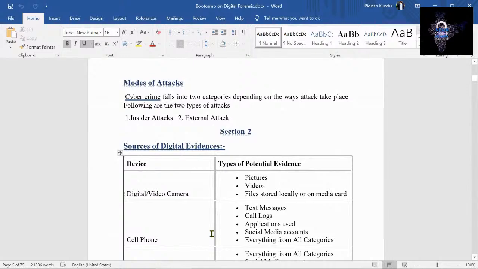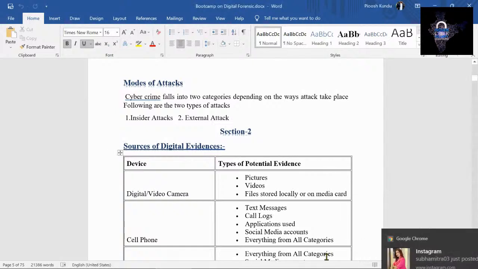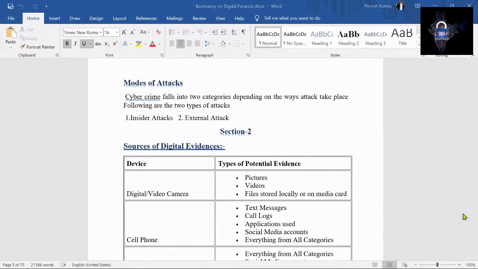Now, what are the modes of attack in digital forensics? Cybercrime falls into two categories depending upon the way an attack takes place: the insider attack and the external attack. These two types are the modes of attack.